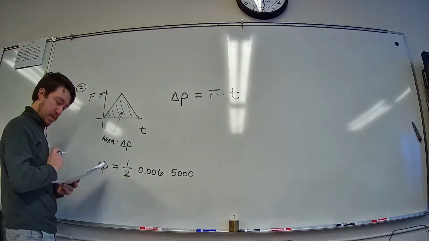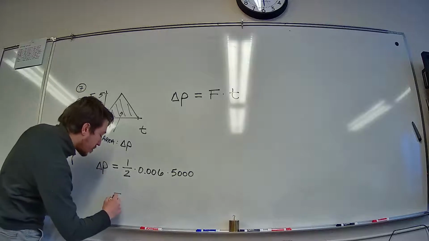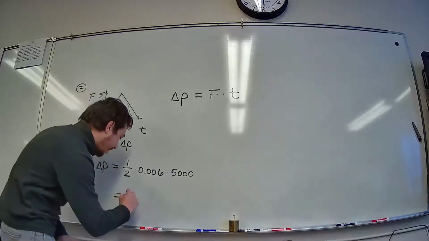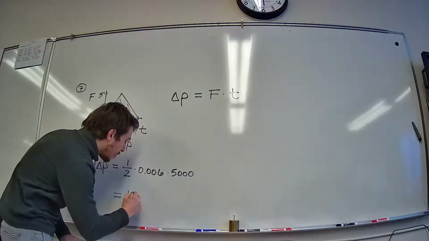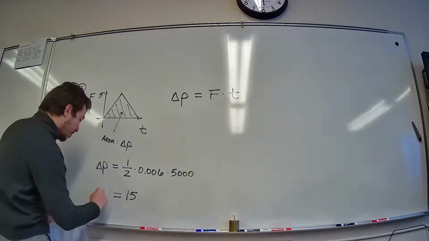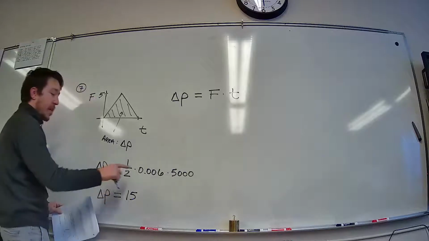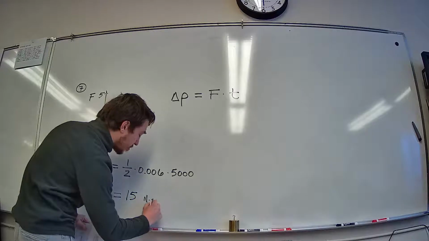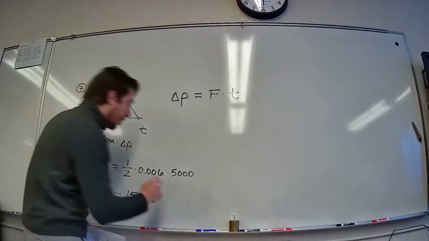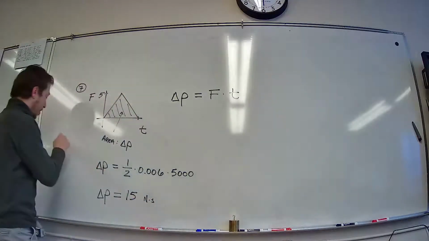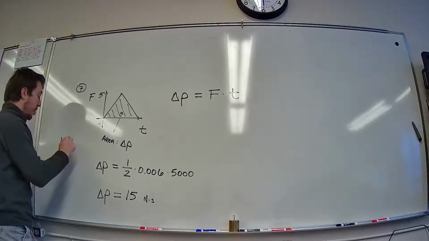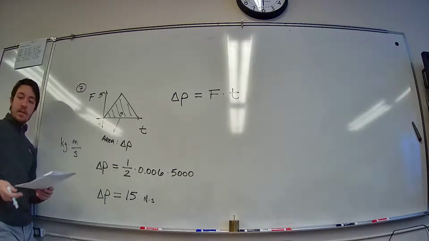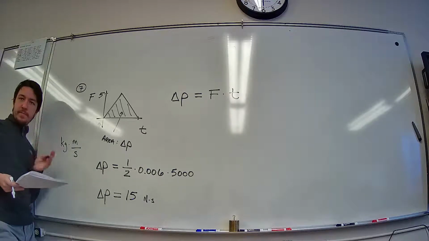Makes sense? I think that works out to 15. And what are the units? Since we turned everything into seconds and newtons, you could say newton-seconds. Certainly nothing wrong with saying newton-seconds. Or a newton-second is also a kilogram meter per second. Any questions on that, the units?